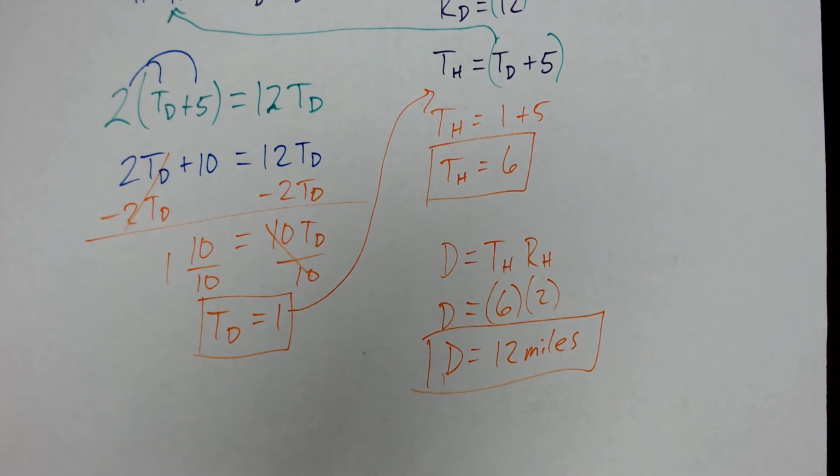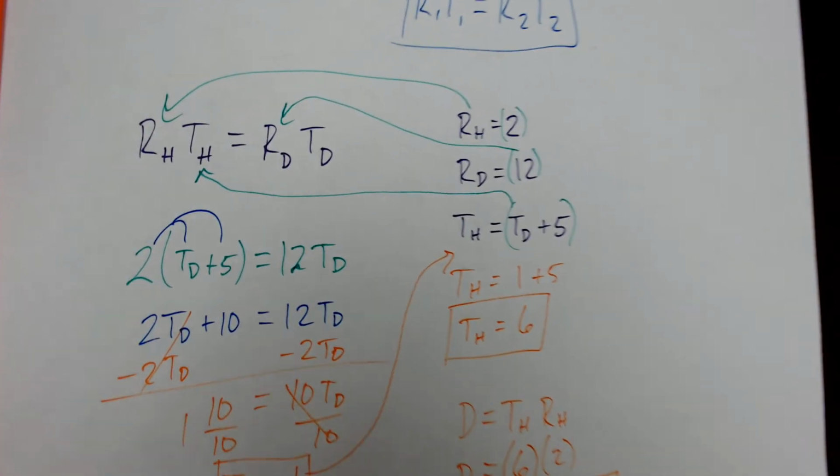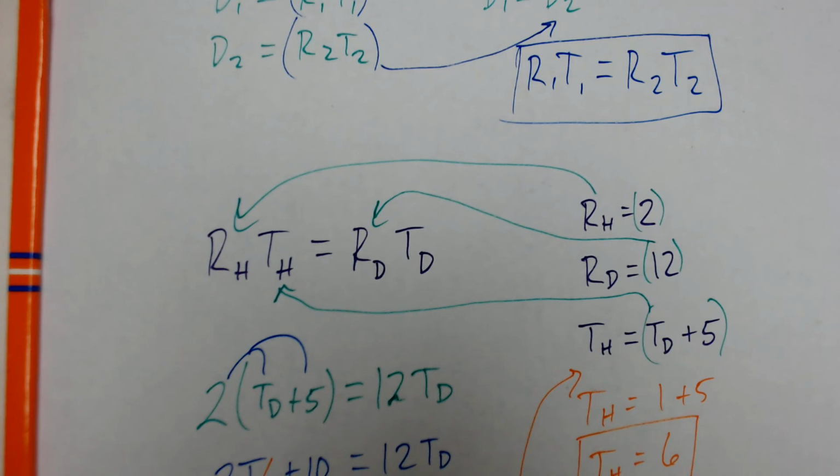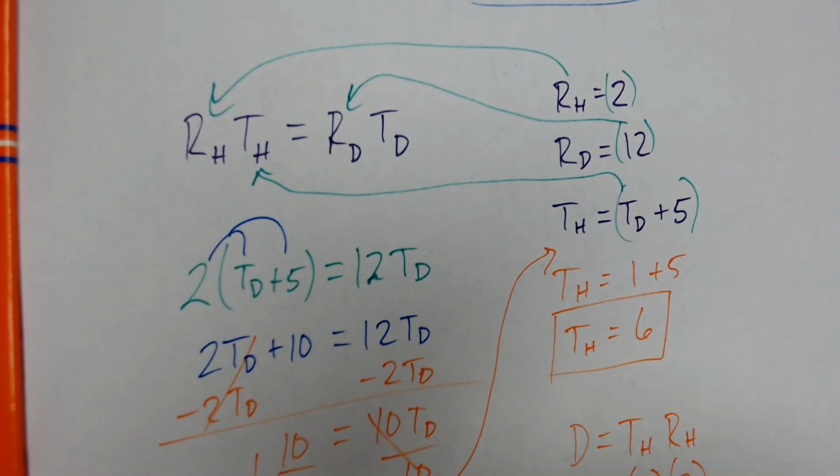Again, we're still using skills that we know. We know how to rewrite equations, we know how to substitute, and we know how to use the distributive property. The main information here is this new setup of rate times time equaling rate times time. If you guys have any questions, let me know on Moodle, and I will see you in class.